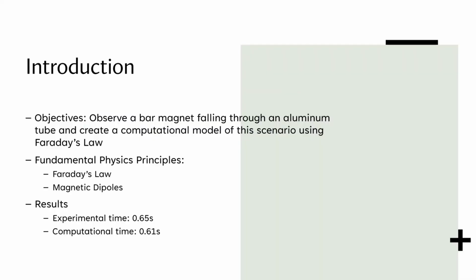To introduce the topic at hand, the objectives of this experiment were to observe a bar magnet falling through an aluminum tube and create a computational model of this scenario using Faraday's law. The fundamental physics principles used were Faraday's law as well as magnetic dipoles. The results of the experiment were as follows. The bar magnet took an average of 0.65 seconds to fall through the aluminum tube in the experiment, as opposed to 0.61 seconds in the computational model.